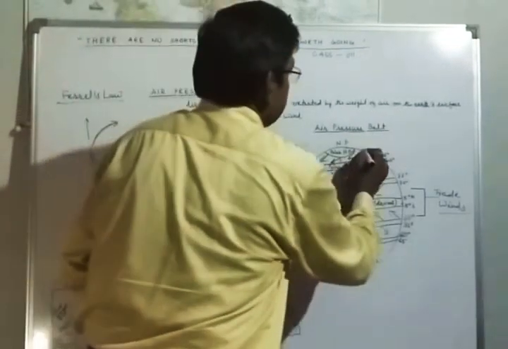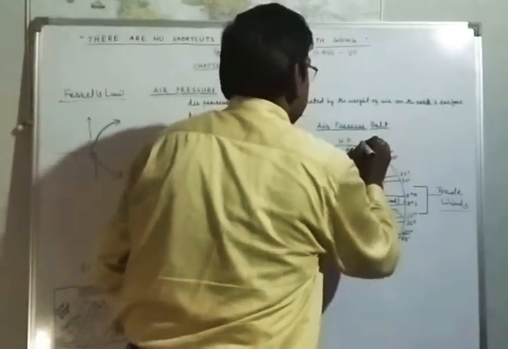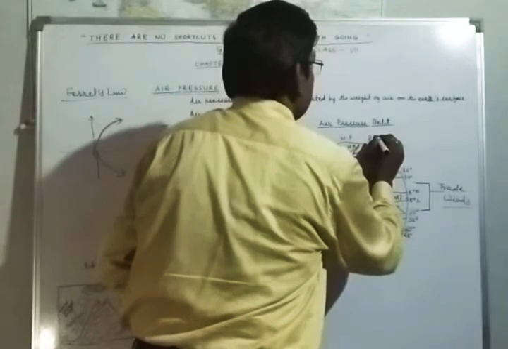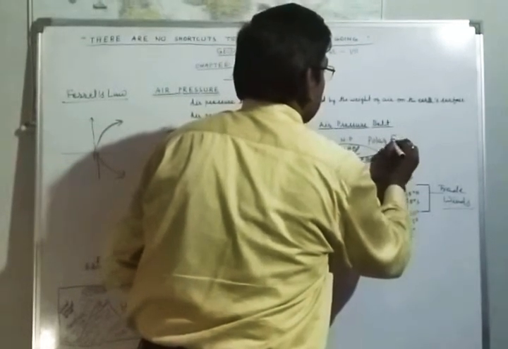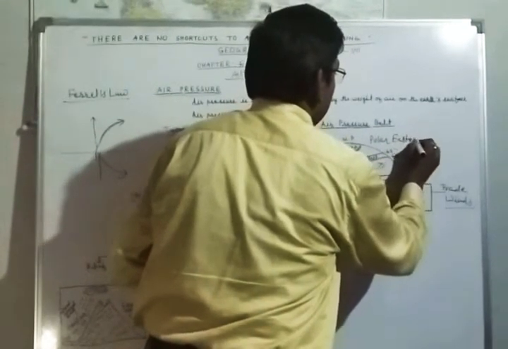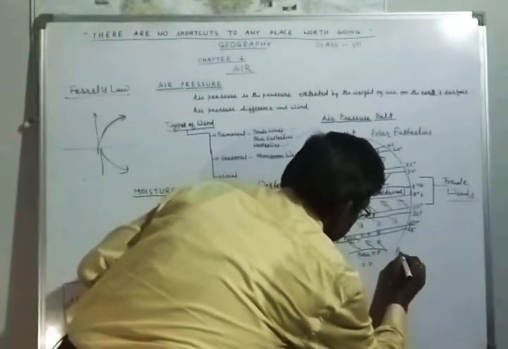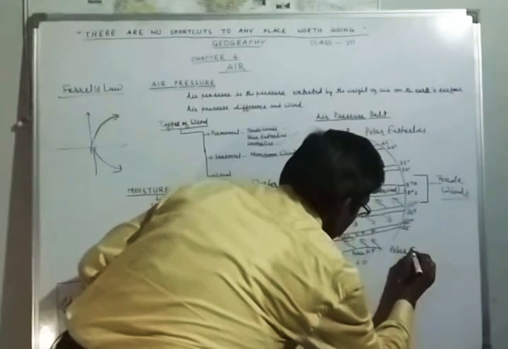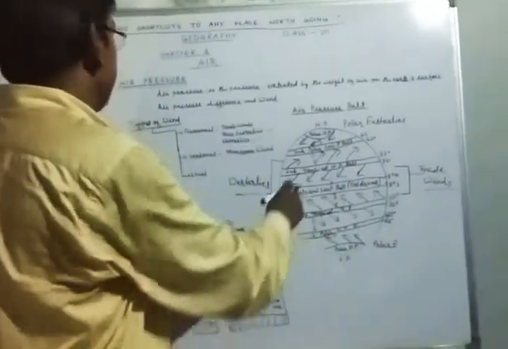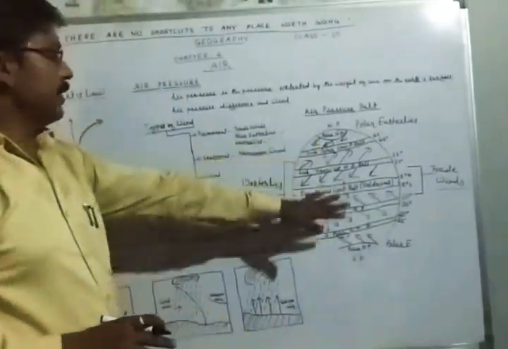And these winds that come from the polar region are called polar easterlies in the northern hemisphere, and polar easterlies in the southern hemisphere. So these are the permanent winds that blow permanently.